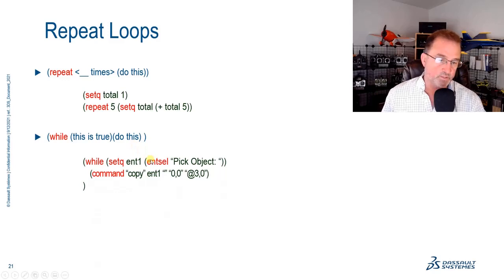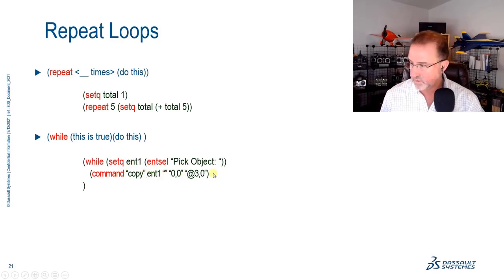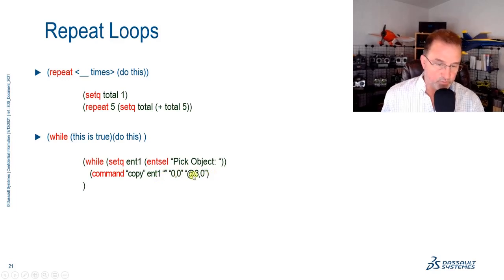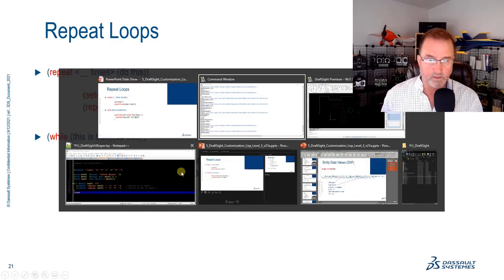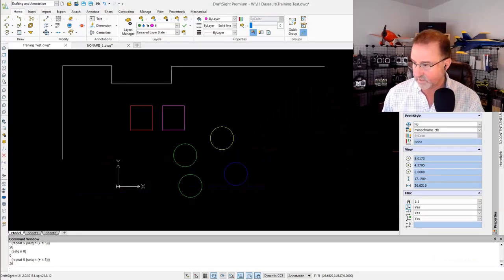Well, let's say I want to continually do something while a person picks an object. So what I can do is I could say, well, let's use entity select to pick an object. And while we're picking that object, we want to copy that object over, let's say, 3 units or 3 millimeters or 3 inches, whatever your current setting is. So while this is true, it's going to run the copy command. So what does that look like? I have a good example because I think this is kind of neat to show.